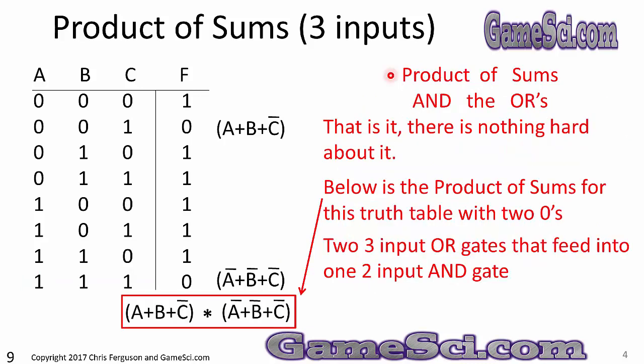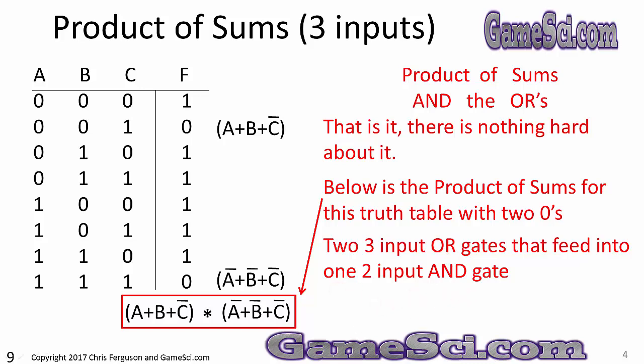Product of sums. Product implies AND. Sums implies ORs. That is it. There's nothing hard about it. Below is the product of sums for this truth table with 2 zeros in it. 2 zeros in a truth table means I need 2 OR terms. 1, 2. 2 3-input OR gates that feed into one 2-input AND gate.